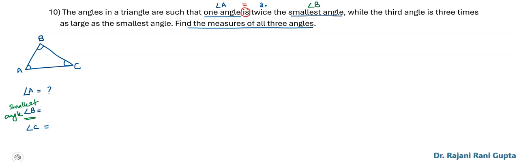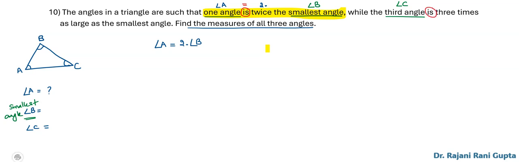So what is here? One angle is twice the smallest angle. So if we read this, one angle is twice the smallest angle. What will this give you? Angle A is 2 times angle B. Okay, reading next. While the third angle, now A and B are used. So what is left? Angle C.